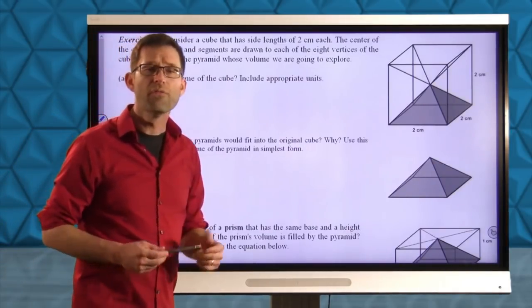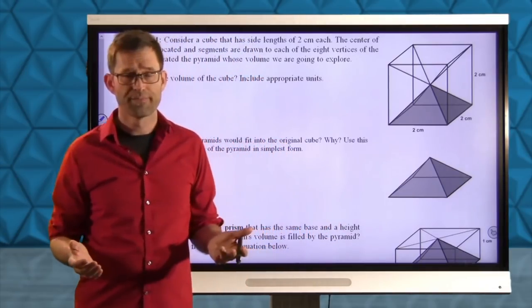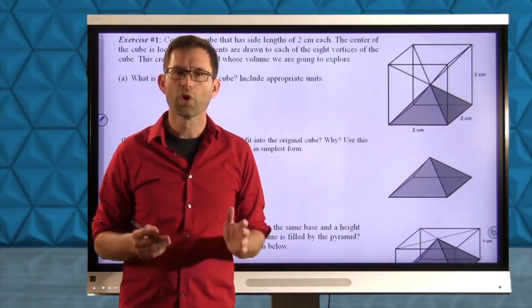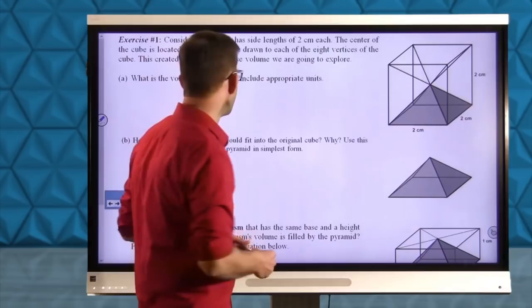Now, the volume formula for a pyramid and likewise a cone are not hard formulas. But there's something about them that's a little strange, and we're going to get at that in the first exercise. So let's take a look at it.